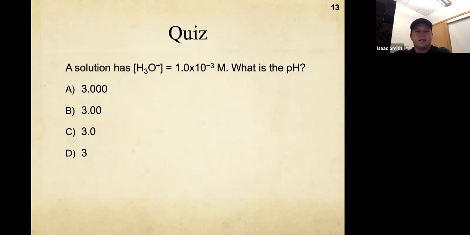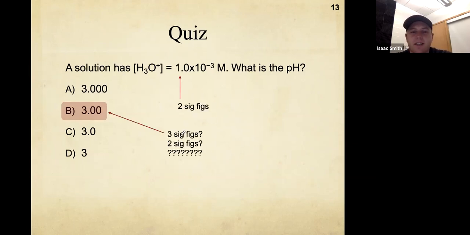Okay, so this says a solution has a hydronium concentration of 1 times 10 to the negative 3. What's the pH? Okay, so the answer is B. Well, they're all the same, right? So at this point you might have been guessing, sorry about that. But let's talk about significant figures when we're doing the pH calculations, okay?